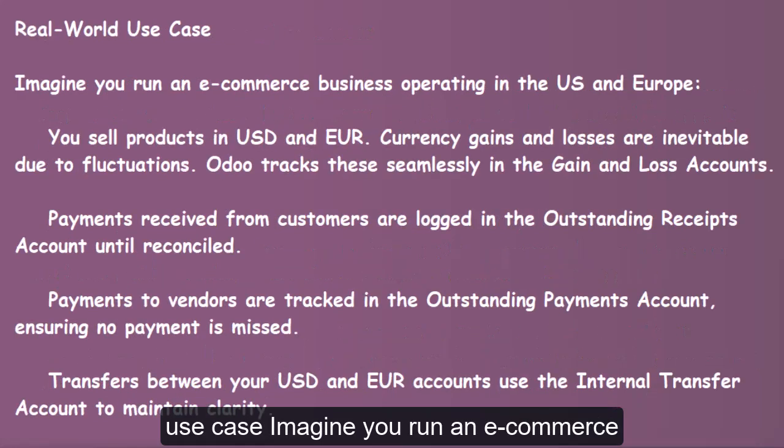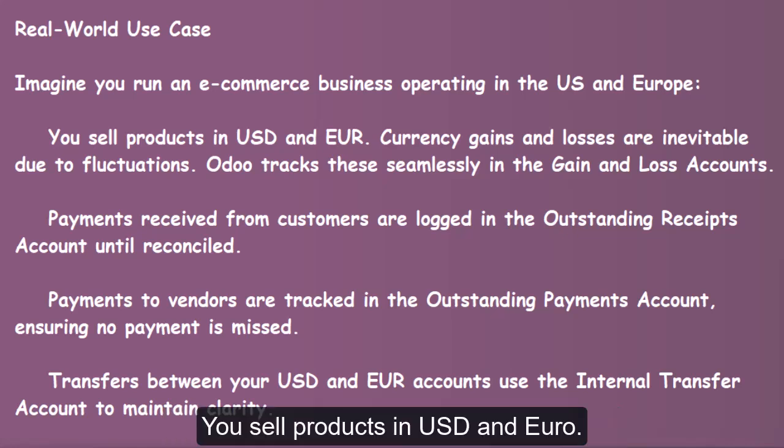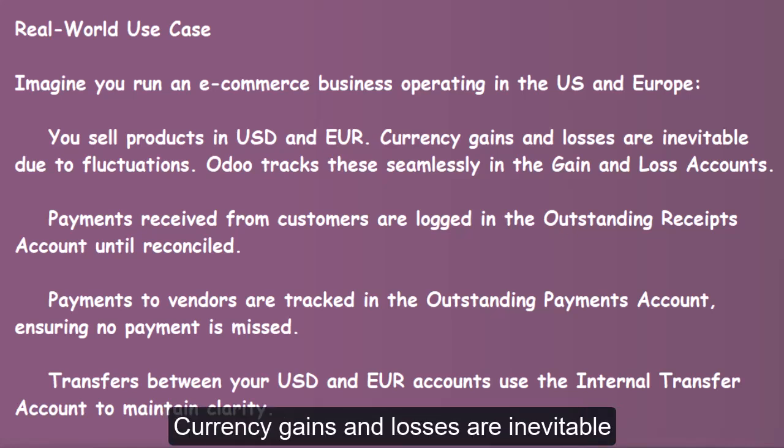Real-world use case. Imagine you run an e-commerce business operating in the US and Europe. You sell products in USD and Euro. Currency gains and losses are inevitable due to fluctuations. Odoo tracks these seamlessly in the gain and loss accounts.